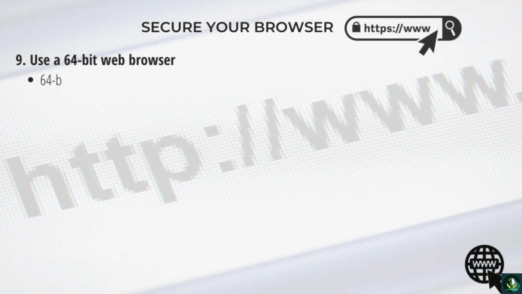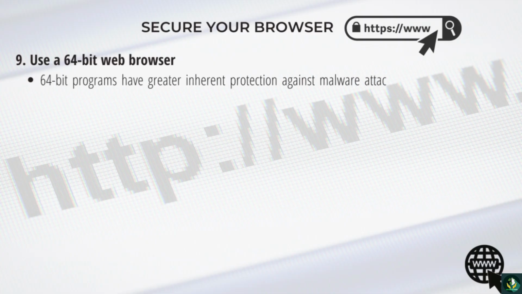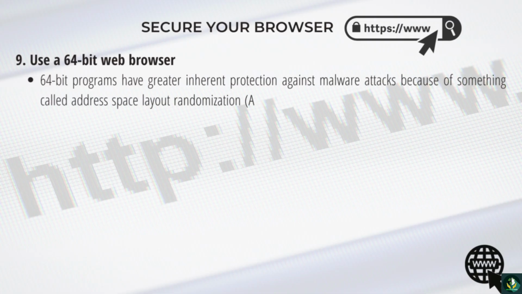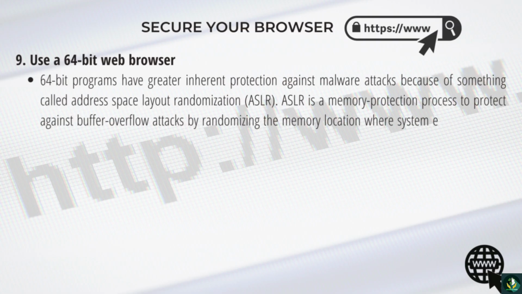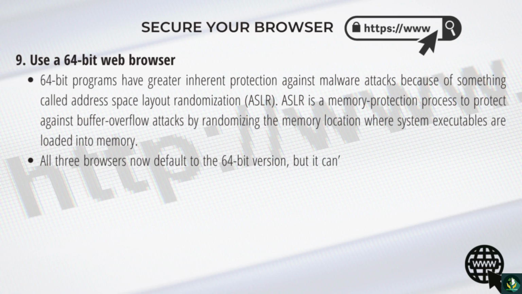9. Use a 64-bit web browser. 64-bit programs have greater inherent protection against malware attacks because of something called address space layout randomization, ASLR. ASLR is a memory protection process to protect against buffer overflow attacks by randomizing the memory location where system executables are loaded into memory. All three browsers now default to the 64-bit version, but it can't hurt to double-check.